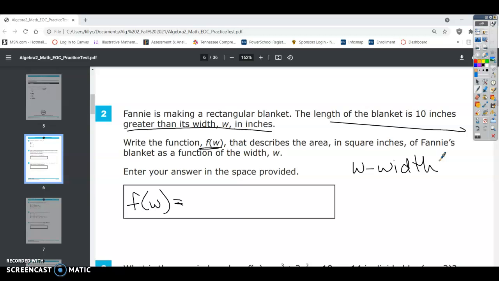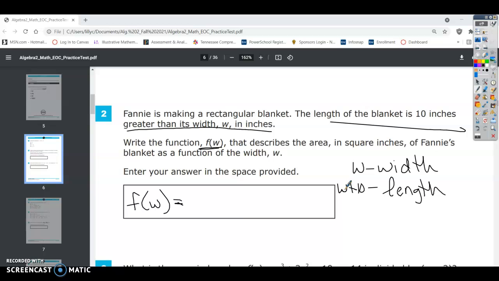Then the length is going to be written in terms of the width. It says the length equals 10 inches greater than the width. So it's going to be W plus 10, 10 greater than the width.